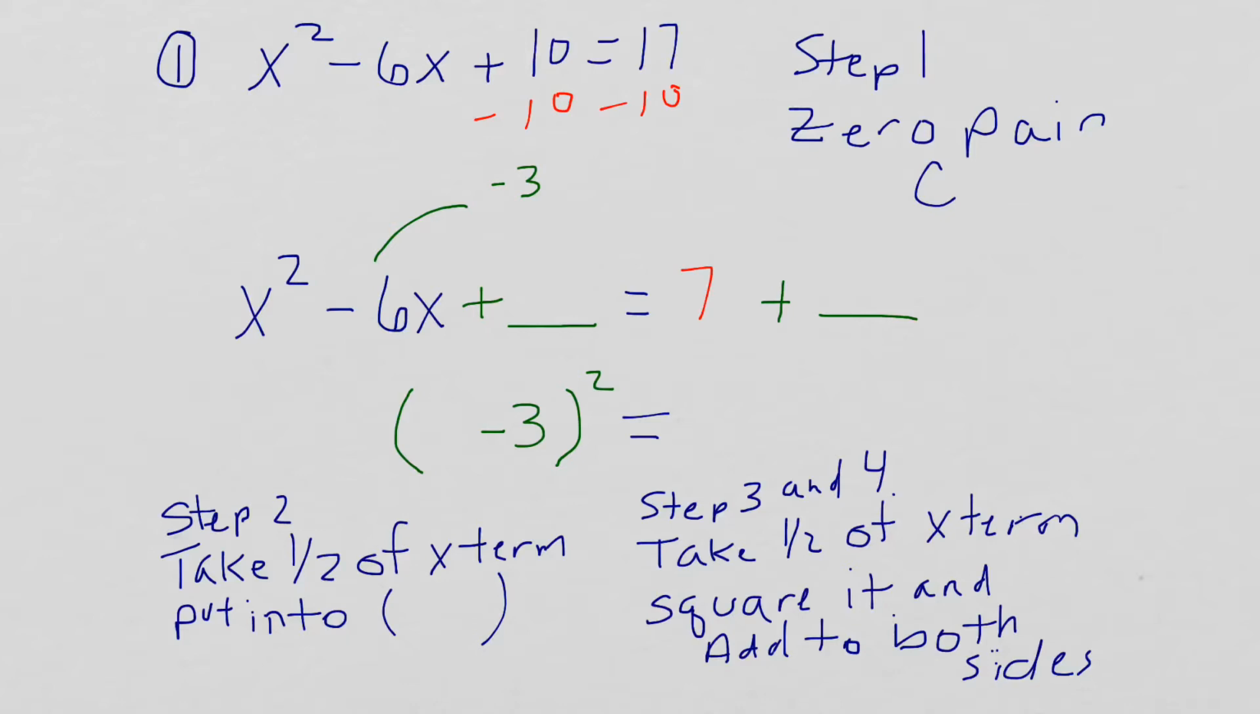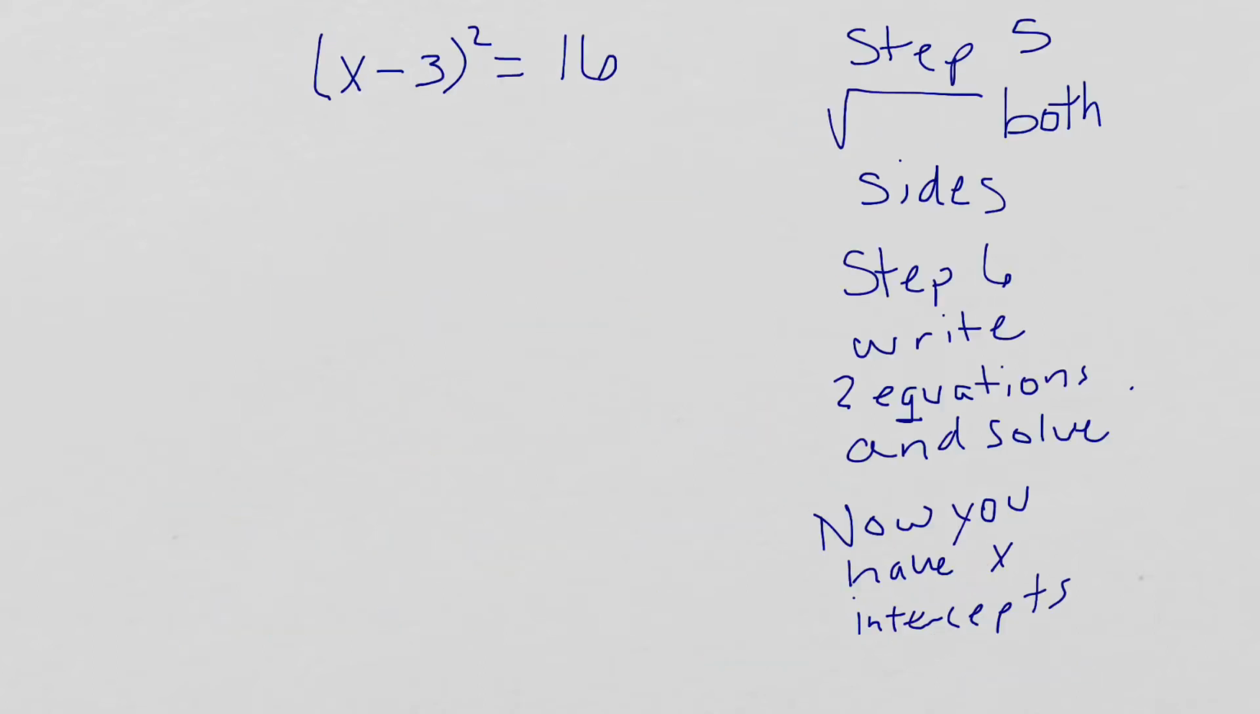Step 3, we're going to take that same half of the x term, negative 3, and we're going to square it, and then we're going to add it to both sides. So negative 3 squared is 9, so we're going to put that 9 here, and we're going to put that 9 here. Now we're going to fill in our parentheses. This is going to be our x, and 7 plus 9 is 16. All right, now we have x minus 3 squared is equal to 16.